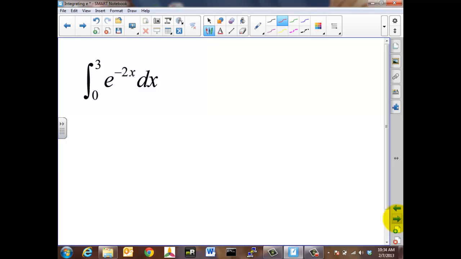E to the negative 2x, 0 to 3, means we're just going to integrate like we've been doing and put our numbers in. Leave your answers in terms of e. So have an e in your answer, unless it's e to the 0. What's e to the 0? 1. Okay. So see if you can solve that before I jump in there.